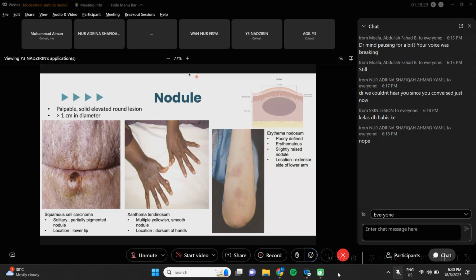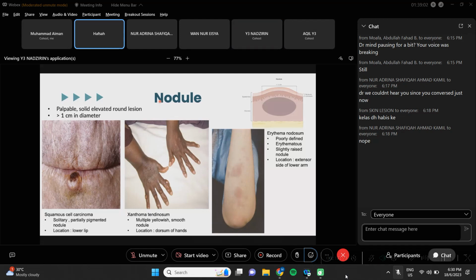Okay, can you hear me now? Yes, doctor. Okay. So yeah, we're looking at nodules here. Did you hear what I said about additional description on the shapes of the lesions? Yes, doctor. Okay, the different shapes: is it annular, linear, serpiginous, flagellate? Those are the examples. And then the color as well.